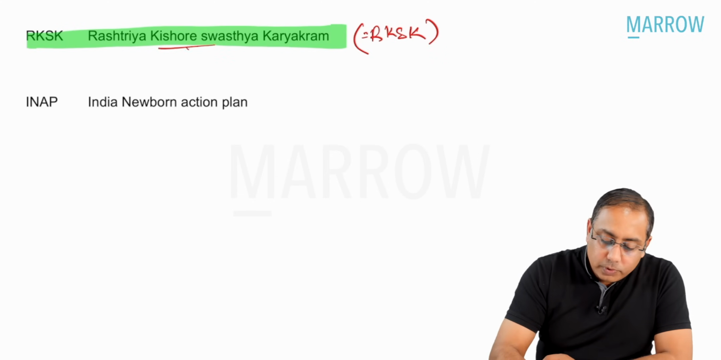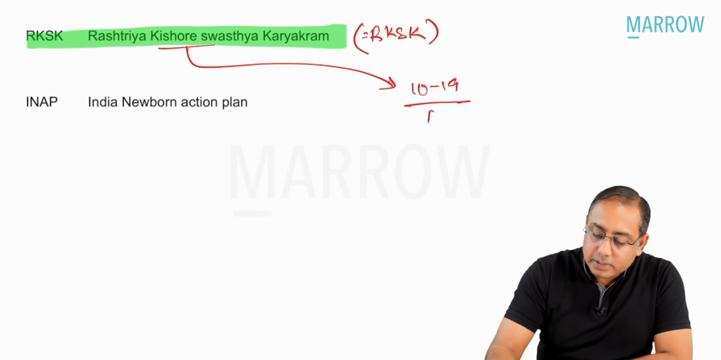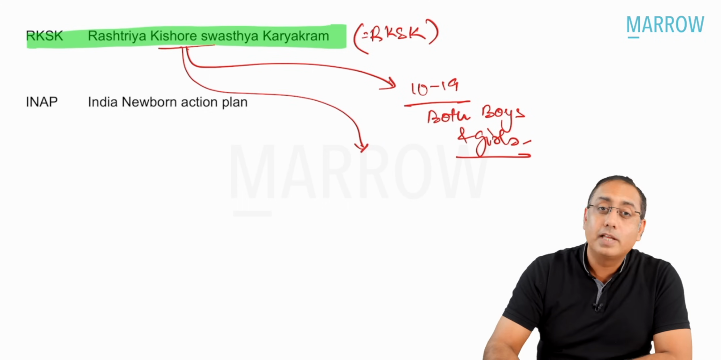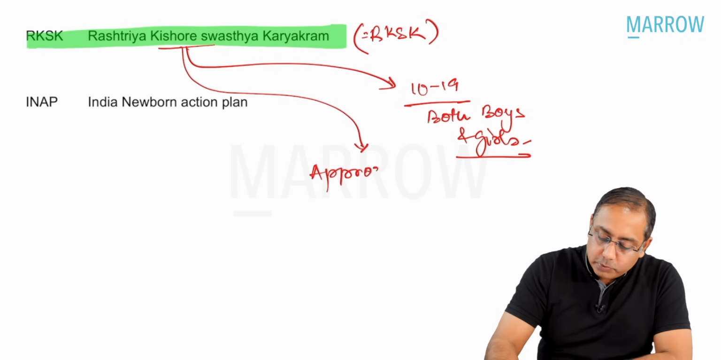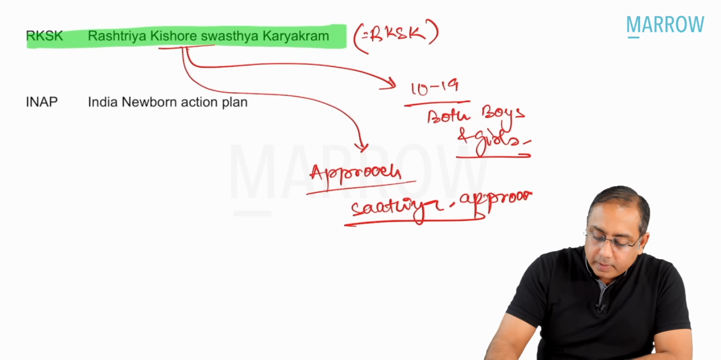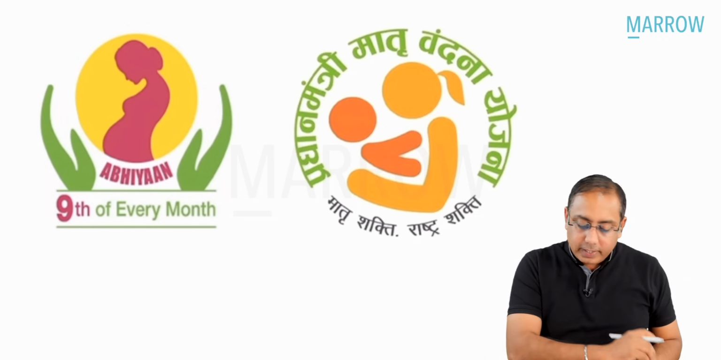RKSK. MCQ: who is a Kishore? What age group is Kishore? 10 to 19 years. It includes both boys and girls. And what is the approach we use in RKSK? The approach we use in RKSK is called the Sathya approach. India Newborn Action Plan we have already done.